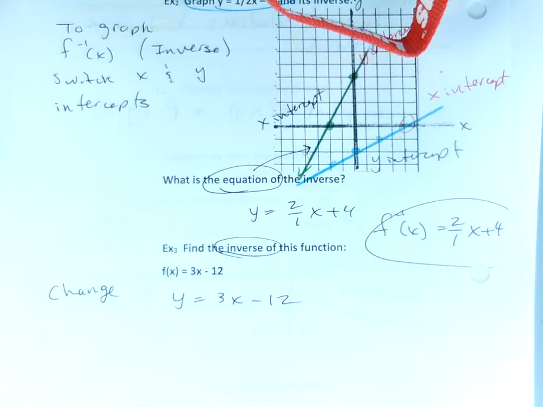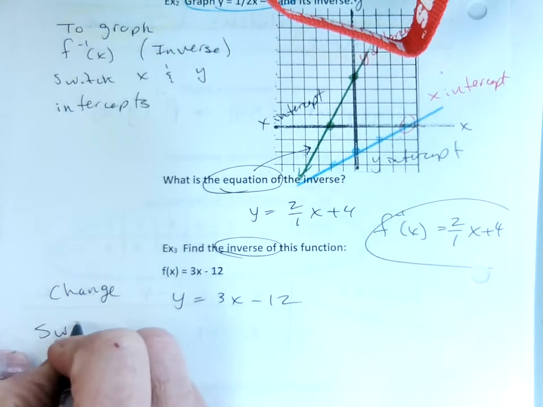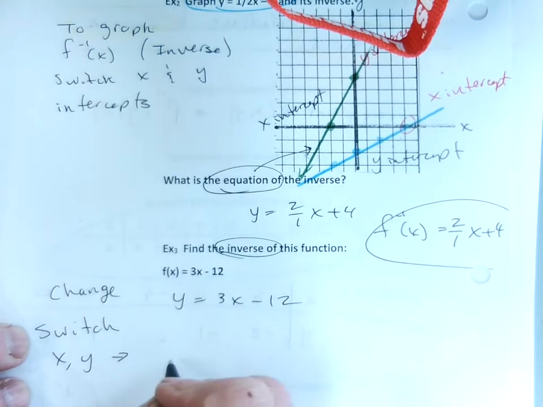I have the inverse. Check it out. I'm just going to do this. So instead of switching point by point by point, I'm going to switch them all. So what I'm going to do is switch x and y to y and x.